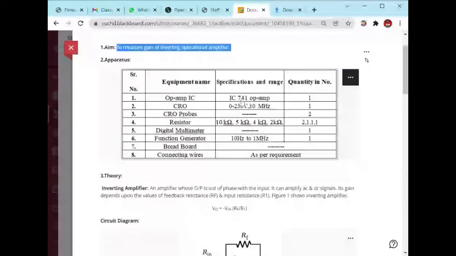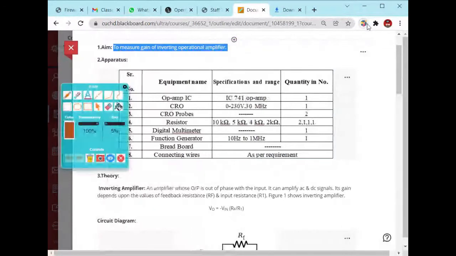that is an IC741. This 741 IC is an operational amplifier IC. As the name suggests, it is an operational amplifier. So what operation is it performing? What are the different applications of this operational amplifier? We can use this operational amplifier in analog calculations.